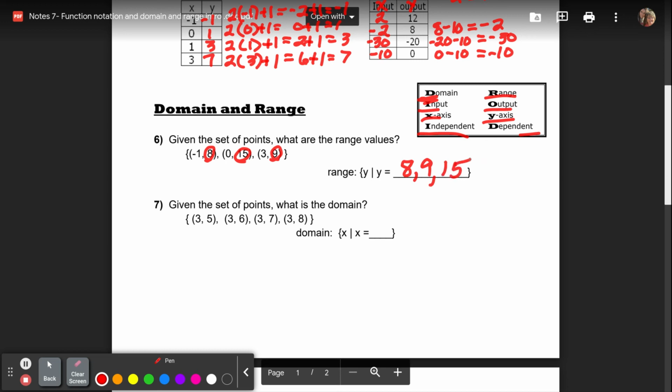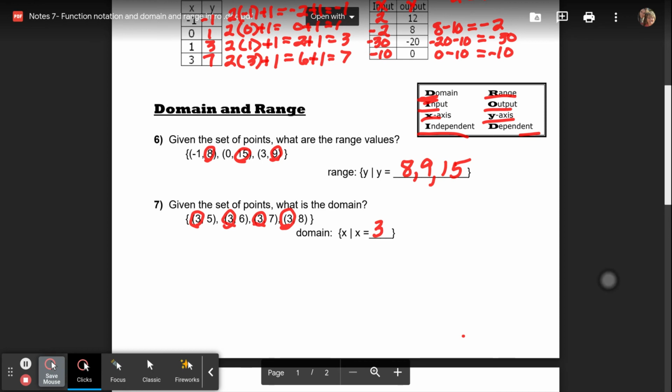On number 7, it says, given the set of points, what is the domain? The domain is the first number listed in each ordered pair. And if that's all 3s, we only have to write it down one time. You never repeat the domain or the range values. Only write it down one time.